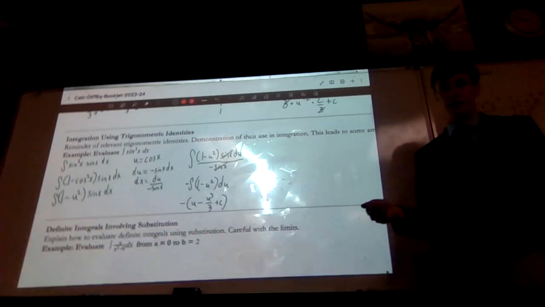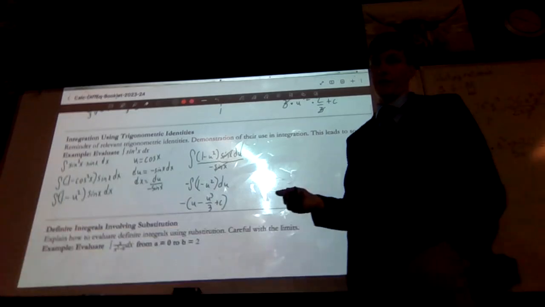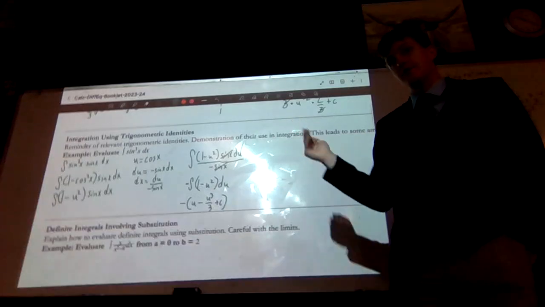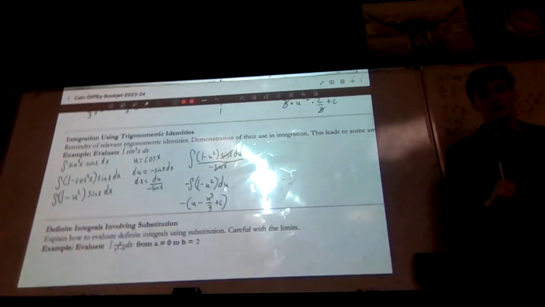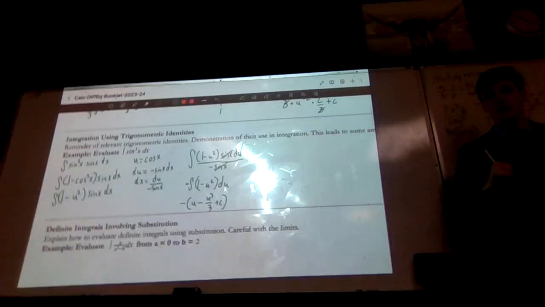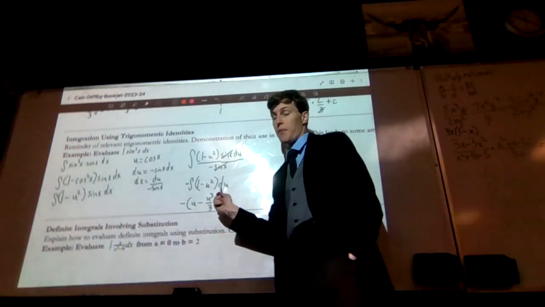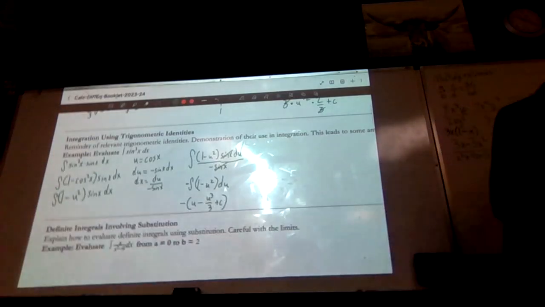The integral of any constant is the constant times x. So what's the integral of 4? 4x. Oh, and just because u is our variable right now? Yes, exactly. U is what we're integrating with. We replace x with u.